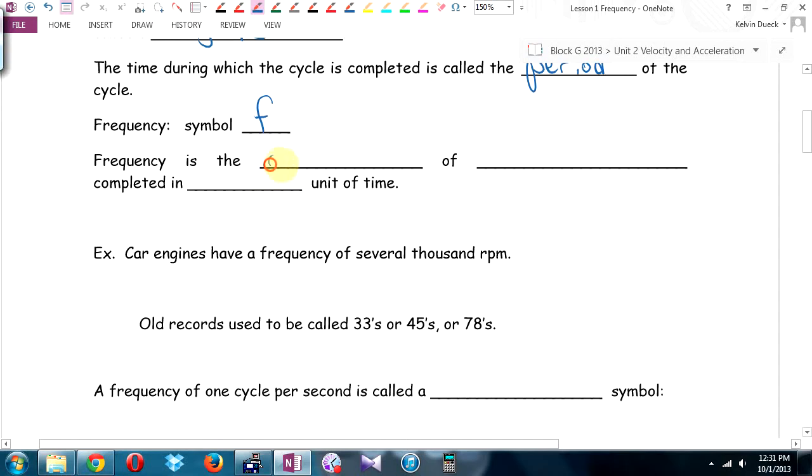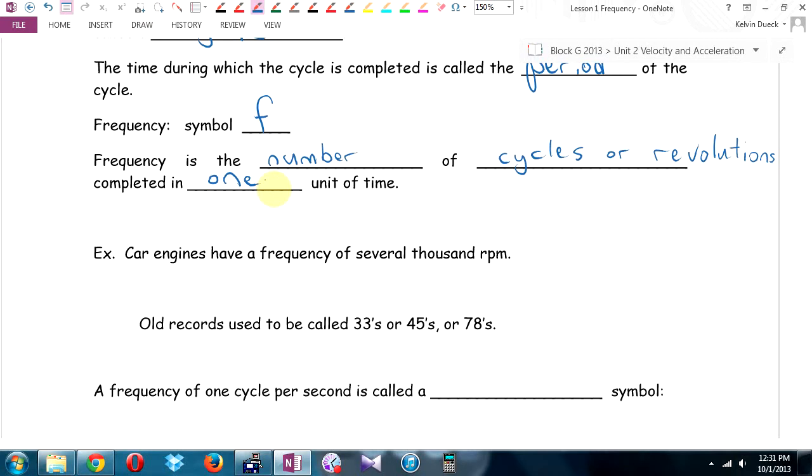Frequency is the number of cycles or revolutions, because that's a word that's often used in place of cycles, completed in 1 unit of time. Frequency is the number of cycles or revolutions completed in 1 unit of time. And as an example, car engines have a frequency of several thousand. What does RPM stand for, those of you that are involved in shop? Did you say revolutions? Okay, cycles.